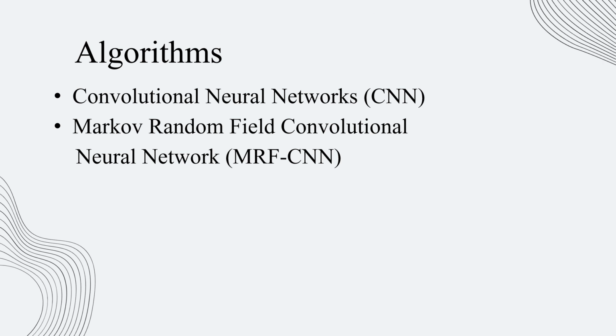Coming to algorithms, we used a CNN, which consists of 5 convolutional layers, and we used 2 max pooling layers, which are used to reduce the dimension size of the images. And coming to Markov Random Field Convolutional Neural Network, which is known as MRF CNN. MRF CNN is used for character recognition, whereas the normal CNN with 5 convolutional layers is used for digit recognition. MRF CNN is specifically used to recognize the character that is written by the user by using some probabilistic models.